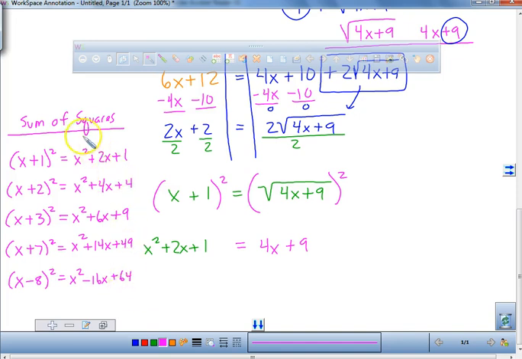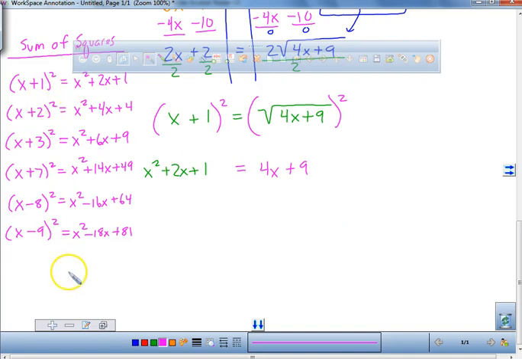So this is a pattern. You guys need to know all of your sum squares. Let's just do one more. Here we go. X minus 9 squared. Go ahead. Redeem yourself, Josiah. Negative 18. Good. Positive 81. Excellent. Good job. And consider yourself redeemed.